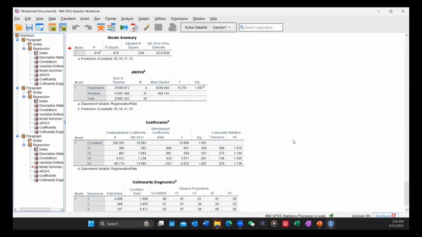This demonstrates how we identify and resolve the multicollinearity issue in multiple regression. Thank you.